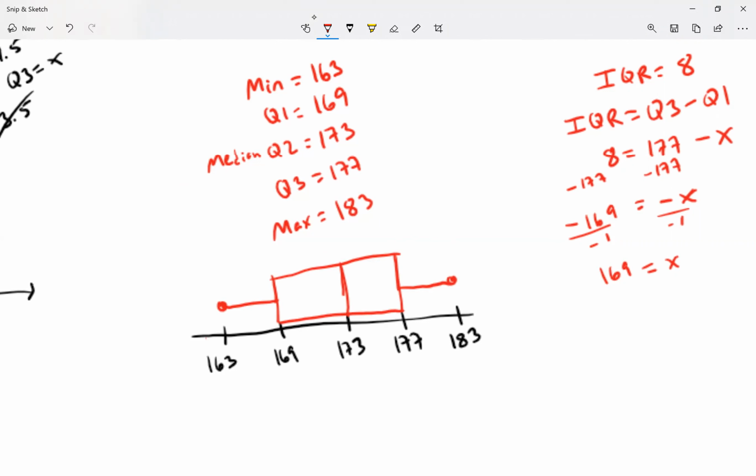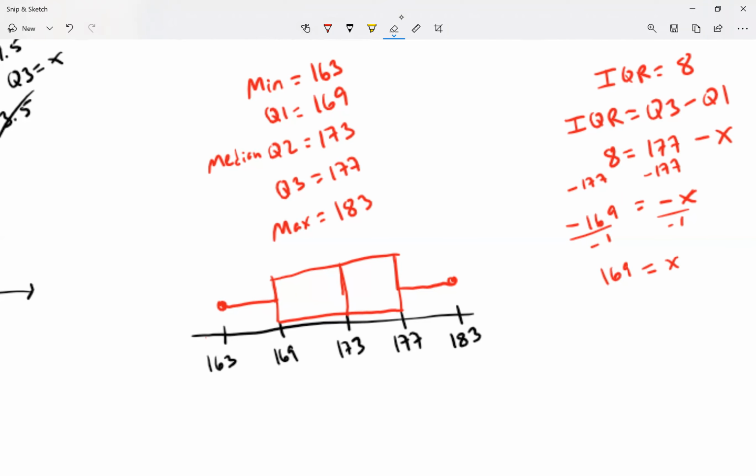Now, sometimes my minimum and quartile 1 could be the same thing. So sometimes you're going to get figures that might look like this. Notice how quartile 1 and my minimum are the same number. That might happen. Or my maximum and quartile 3 might be the same number. So don't be surprised if that happens.